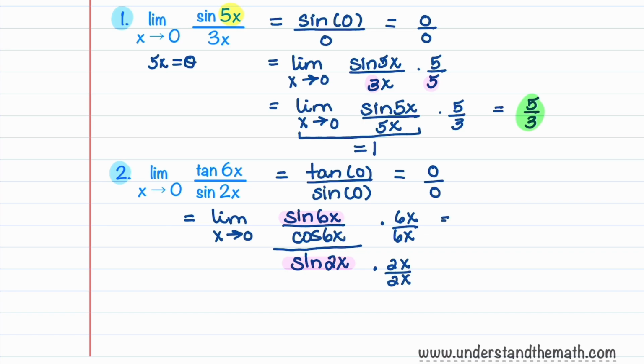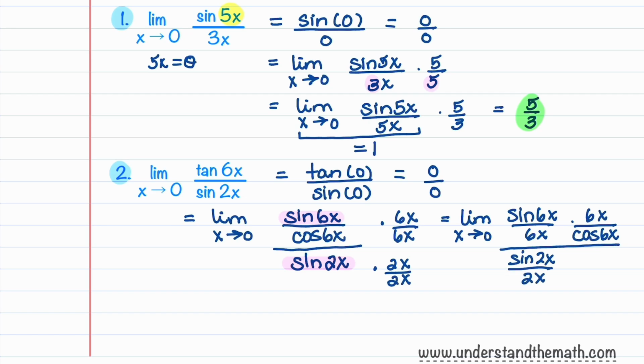Let's see what this gives us. This gives us the limit as x goes to 0, sine 6x over 6x times 6x, all divided by cosine 6x. We're just changing around terms. And then in our denominator, we have sine 2x divided by 2x times 2x. This limit is going to go to 1, and this limit is going to go to 1. And then notice that our x's cancel out.